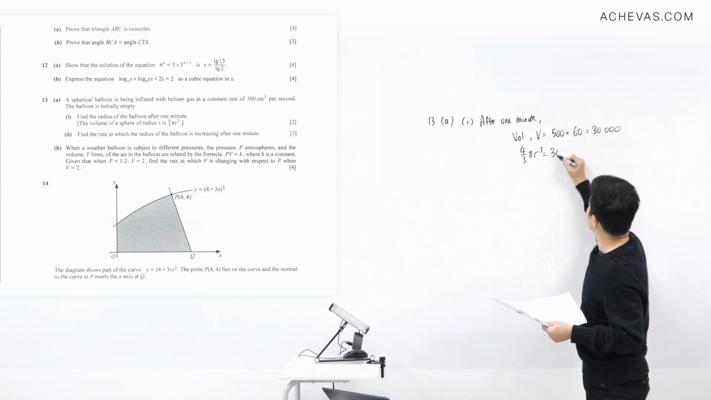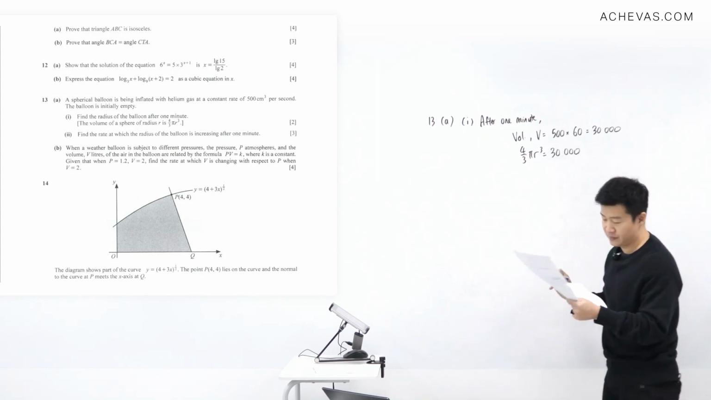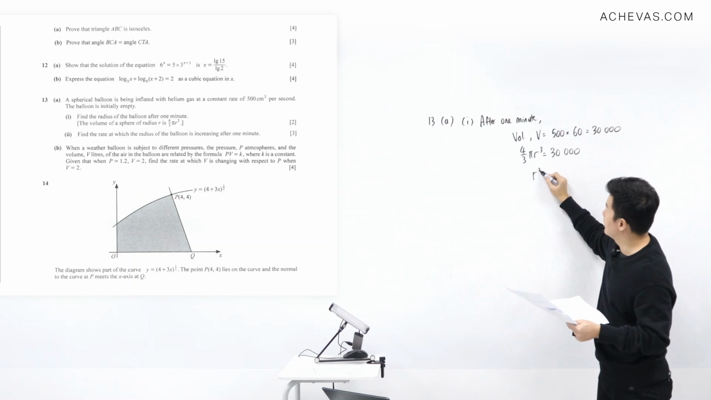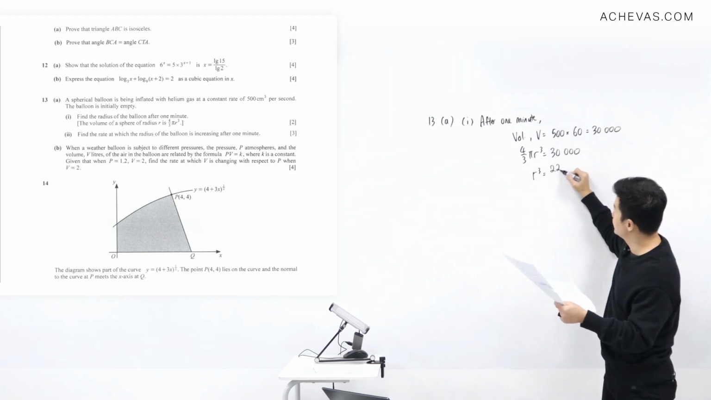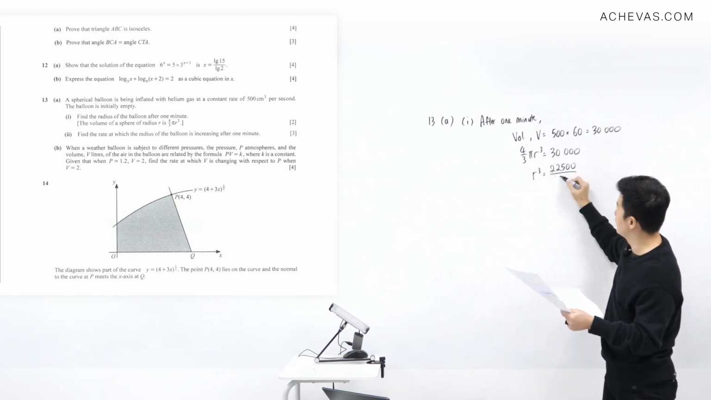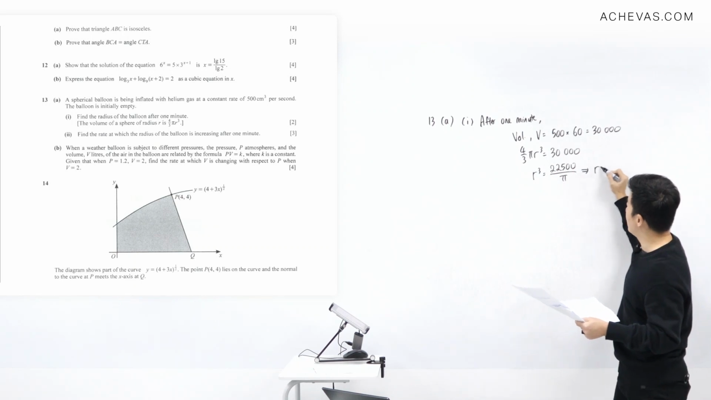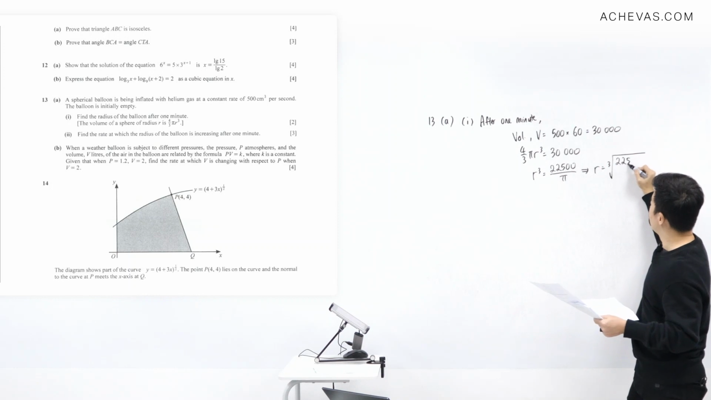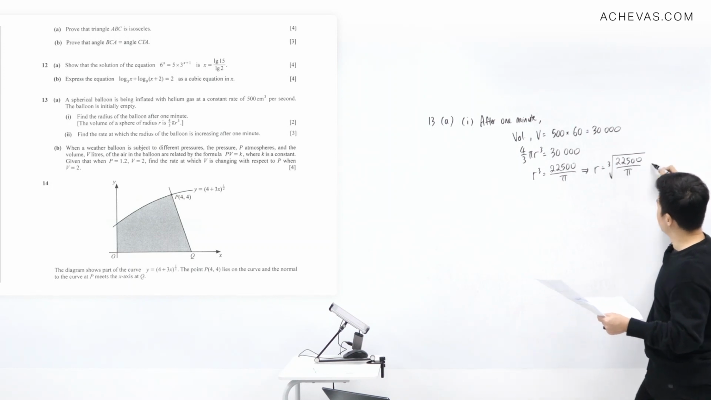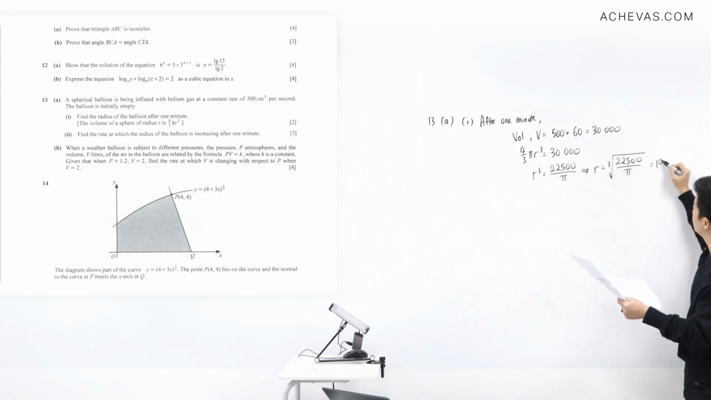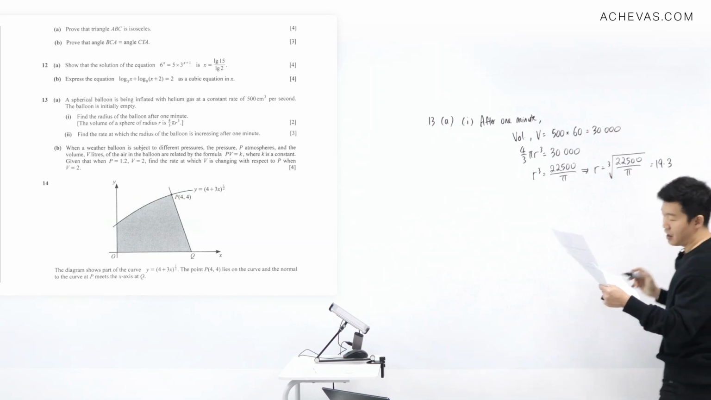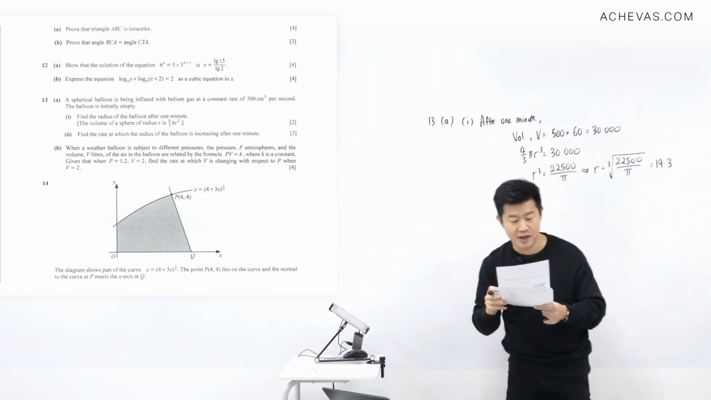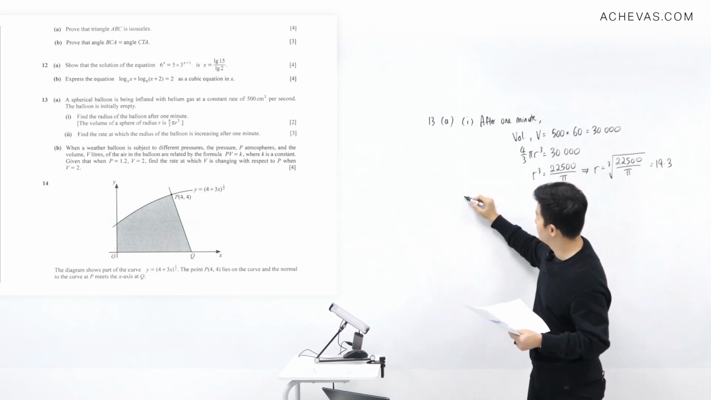This is going to be equal to 30,000. If I were to make r cube the subject, r cube is going to be equal to 22500 over pi, which means that r is going to be the cube root of 22500 over pi. If I were to press this into the calculator to 3 significant figures, r is equal to 19.3.